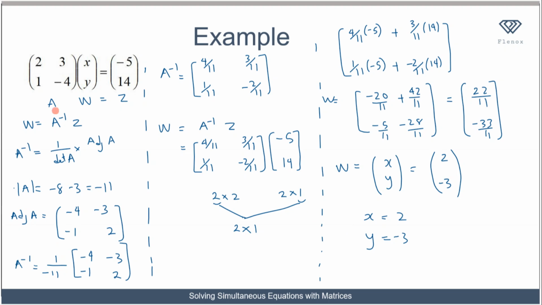To recap, to solve a simultaneous equation, in this case to find W, we multiply the inverse of A by Z. We know how to find the inverse of A, and that is what we did here. So we multiplied it by Z, which is minus 5 and 14. When we simplified, we got our value of x to be 2 and our value of y to be minus 3. This pretty much sums up how to apply the concept of the inverse of a matrix to solve simultaneous equations.